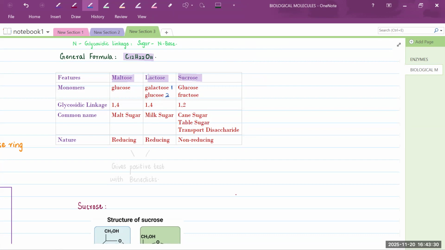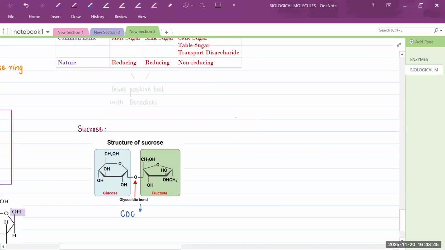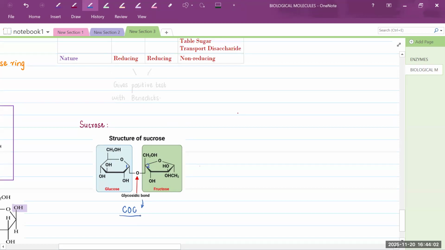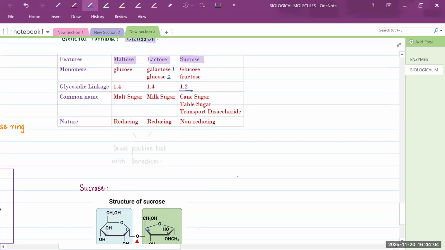The glycosidic linkages are between carbon 1 and carbon 4 of glucose for maltose, and between carbon 1 and carbon 4 of galactose and glucose to make lactose. And you can see the structure of sucrose here. We have a 1,2 glycosidic linkage. This is carbon 1, and here we have carbon 2 of fructose. So that's why we have a glycosidic linkage of C-O-C, and it is a 1,2 glycosidic linkage.